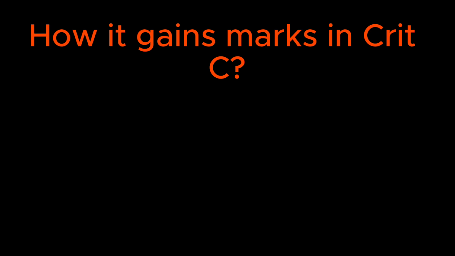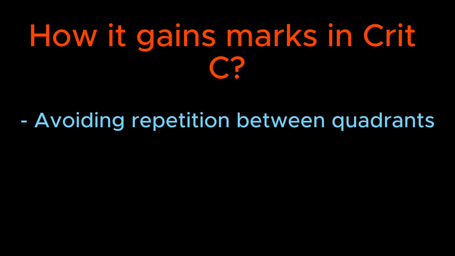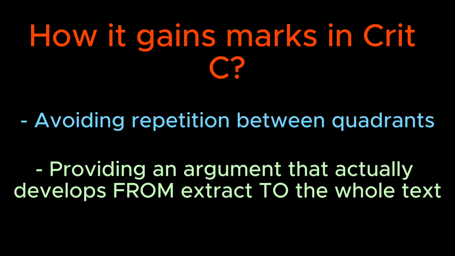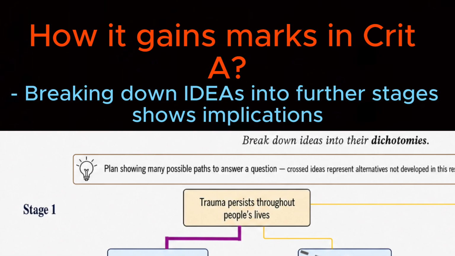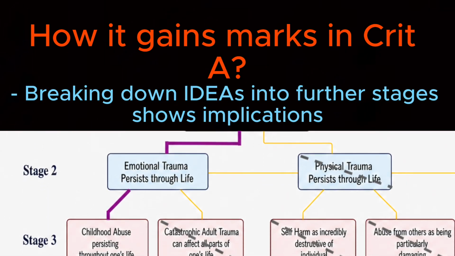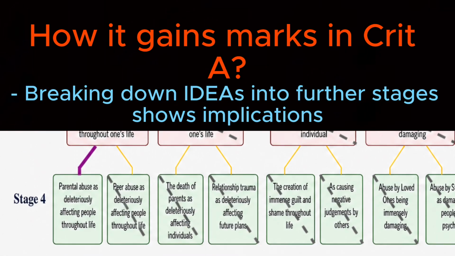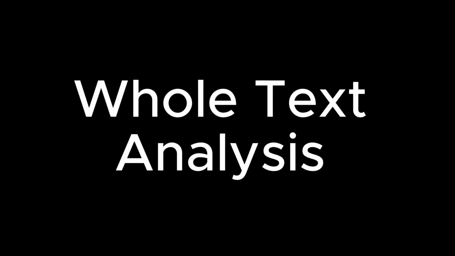So this will help us with criterion C by avoiding repetition and actually having an argument that the students can develop from the extract to the whole text. But it also helps with criterion A, because by breaking down the ideas into these further stages, they're showing sophisticated implication. Next, we're going to move to how we can teach our students to analyze the whole text.